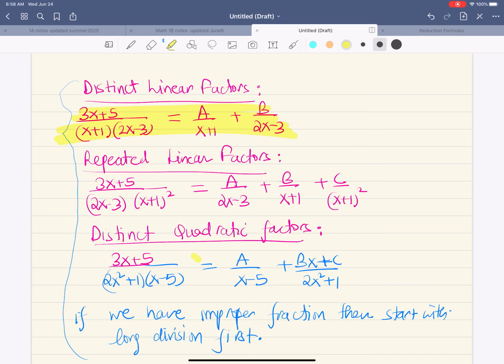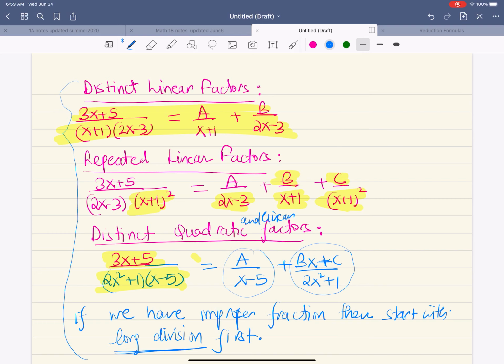If you have repeated linear factors, then you would set up as A over the first linear factor plus B over x plus 1 plus C over x plus 1 squared. If we have distinct quadratic and linear factors, the linear factor gets A over x minus 5, and the quadratic factor gives Bx plus C over 2x squared plus 1. If we have improper fractions, then start with long division first.